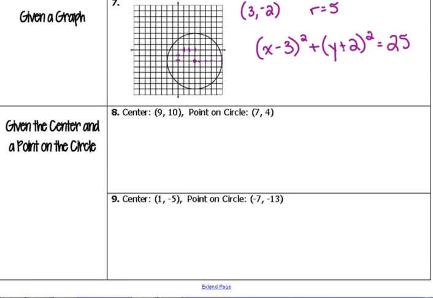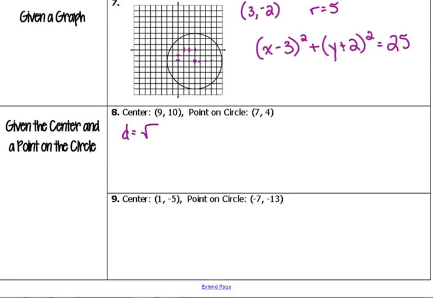All right, different information. We're given the center and a point on the circle. So to write the equation, we have to know the center. Well, they gave it to us. We need to know the radius. They didn't give us the radius, but they gave us a point on the circle. So back to that original idea: every point on the circle is the same distance from the center. So we are going to use the distance formula with the center and the point on the circle.